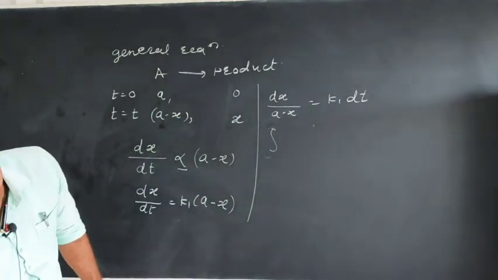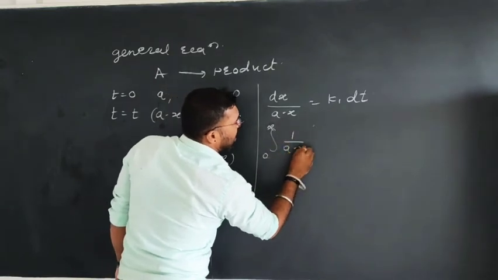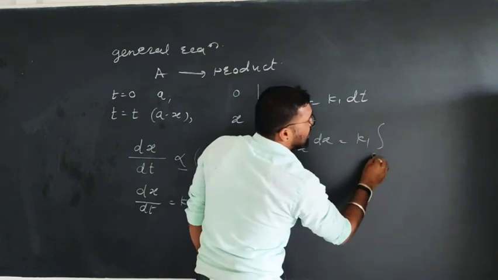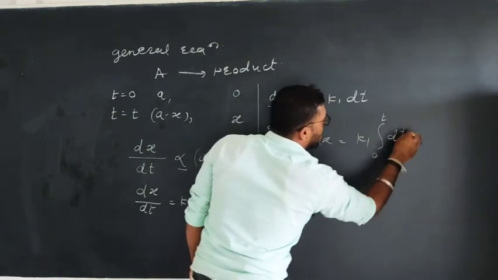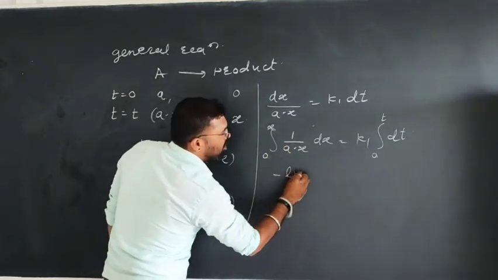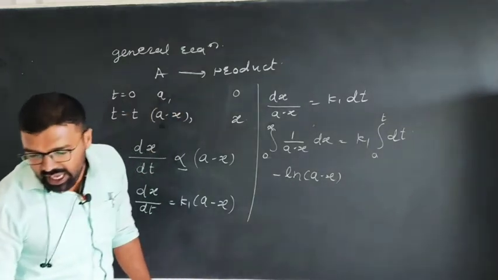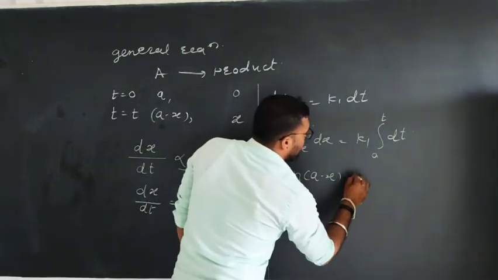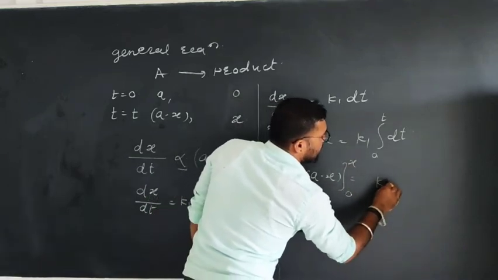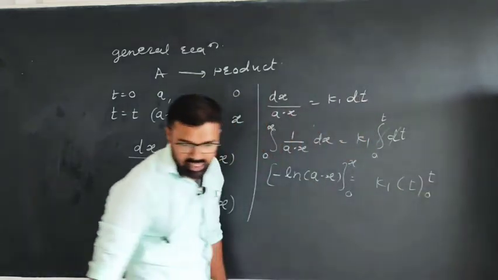Integrate the above equation within the limit 0 to x: 1 upon A minus x into dx. k is a constant, therefore it comes out of the integral sign, with limits 0 to t, time into dt. What is the integration of this? Minus ln of A minus x, with limits 0 to x. On the right, the integration and derivative cancel, having the limit 0 to t.